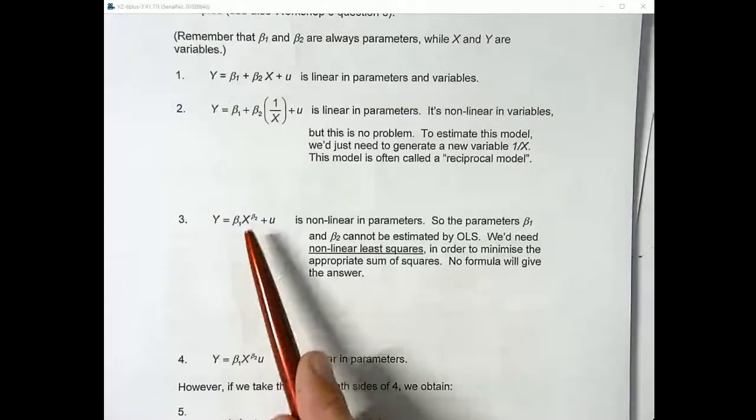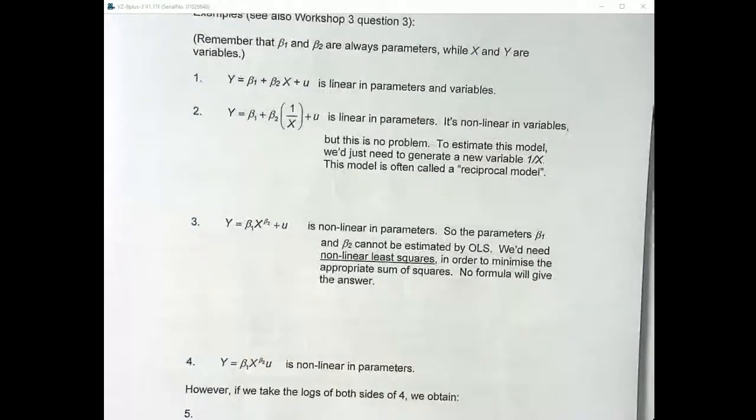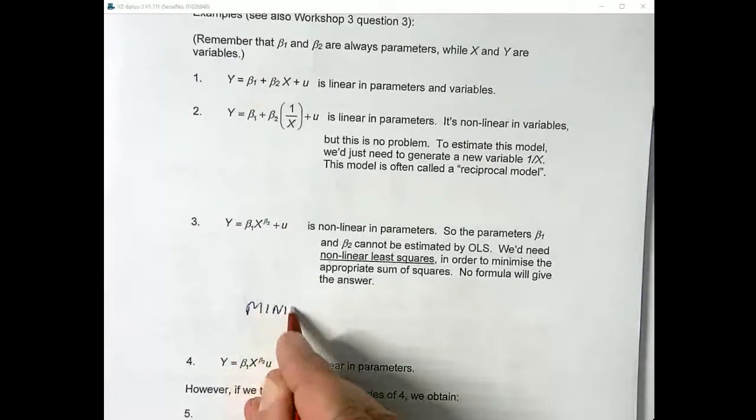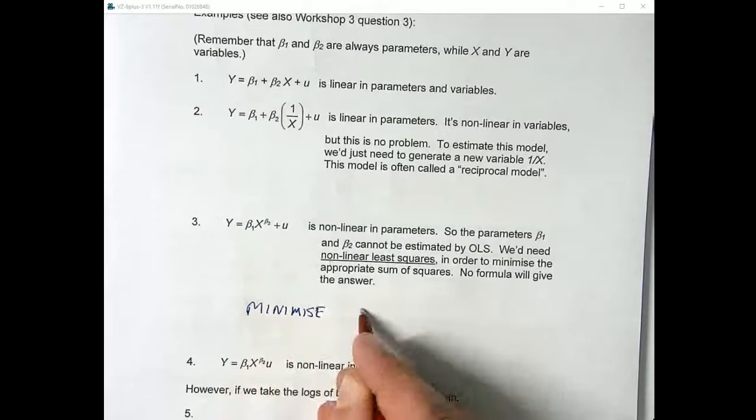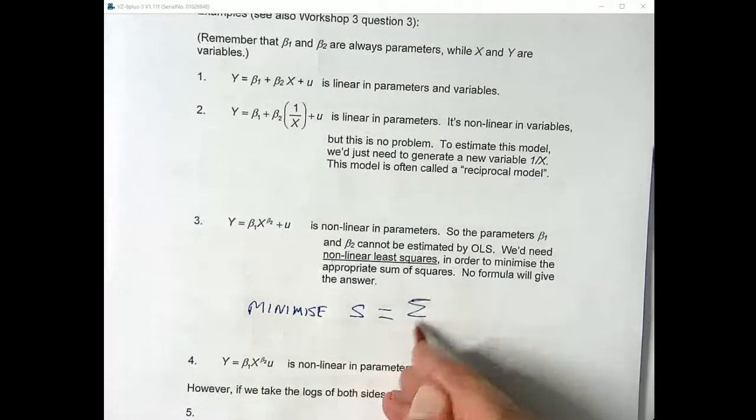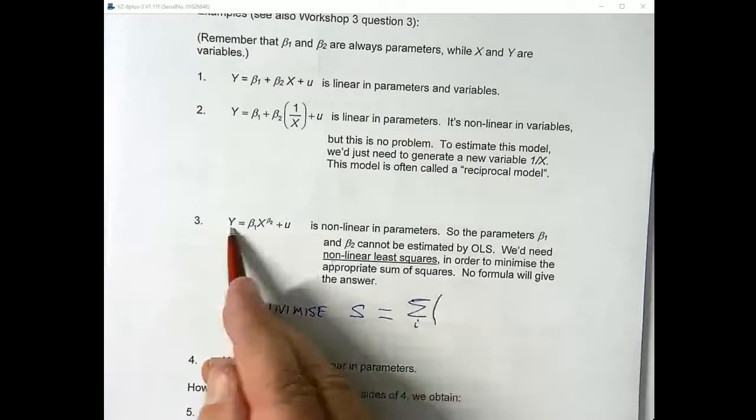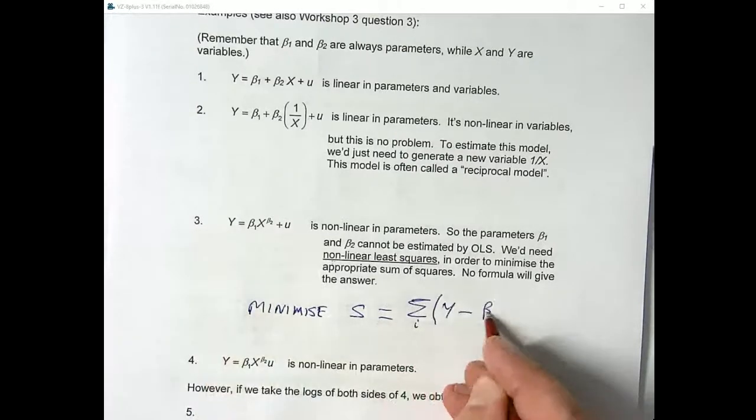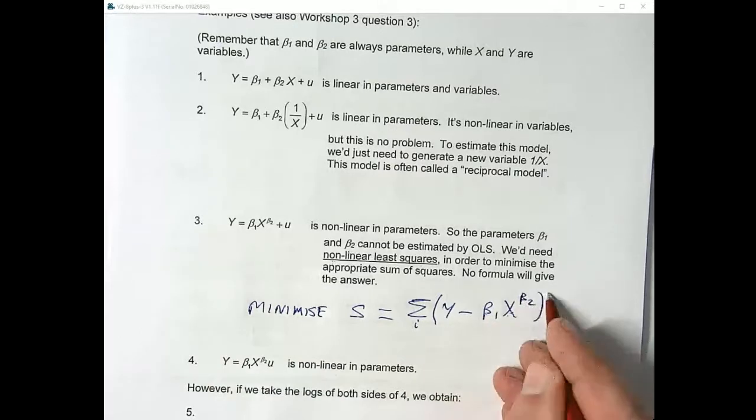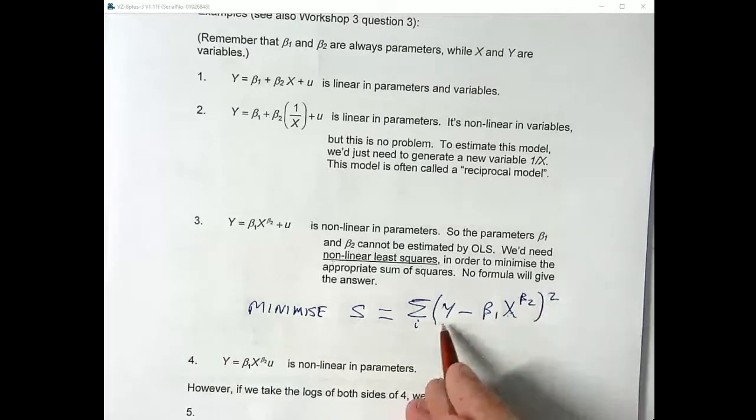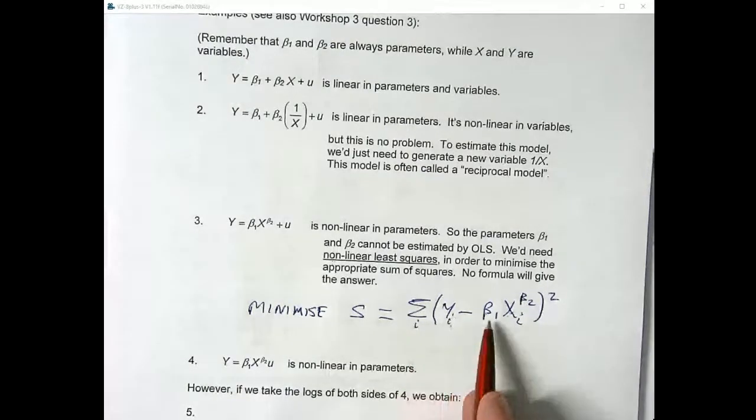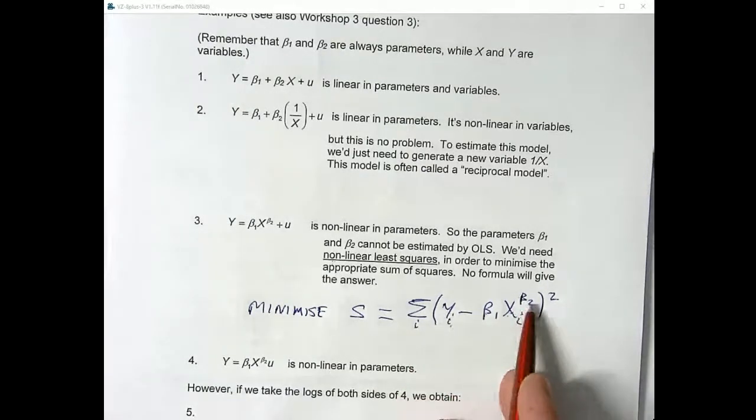If you want to estimate beta 1 and beta 2, then you have to use something called non-linear least squares, which is to minimize S. It's just like least squares. The thing that we're minimizing is the sum over the sample of y minus beta 1 x to the power beta 2, squared. Put i's on there to make it clear: the sum over i of yi minus beta 1 xi to the beta 2, squared.